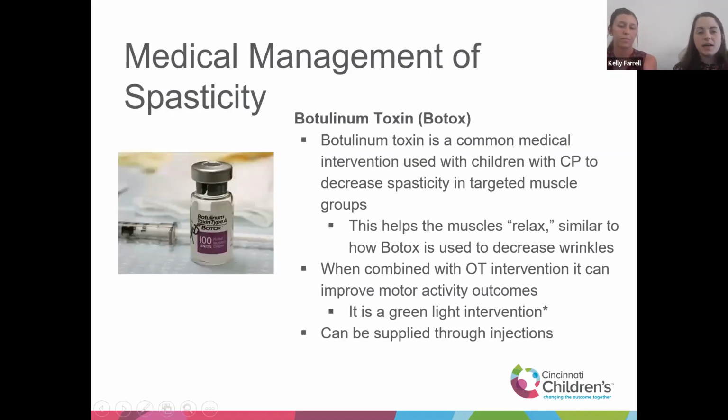So now we will be discussing the medical management of cerebral palsy. I do want to give the caveat that this idea could be a whole presentation in itself, so we will just be giving a little summary of it.